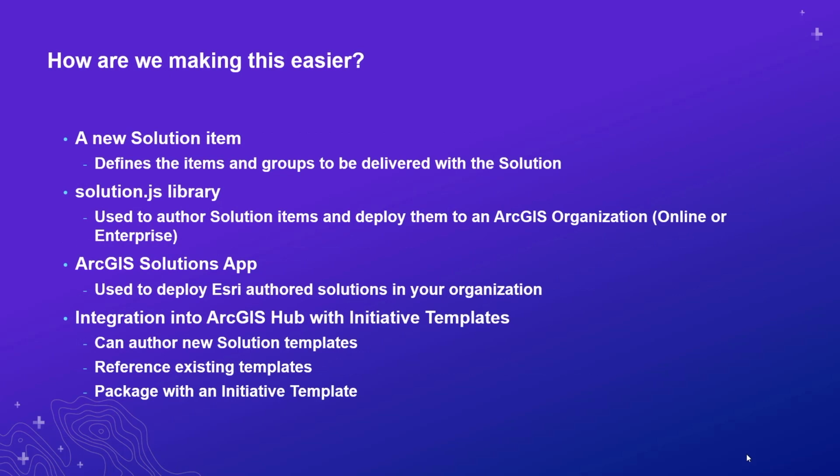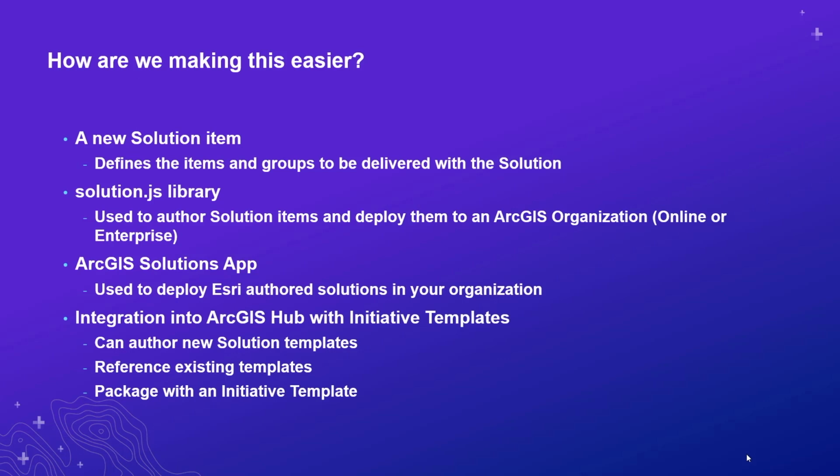One, we're developing and we have created a new item type called solution. And this solution item is going to define all the items and groups that are packaged up as part of that solution. These are the things that have dependencies on each other and are required to be stood up and working for the ultimate solution to work as expected. We've also created a solution.js library, a JavaScript library that can be used to both author these solution items and then deploy the solution template to an ArcGIS organization. And that organization could be ArcGIS Online or ArcGIS Enterprise.